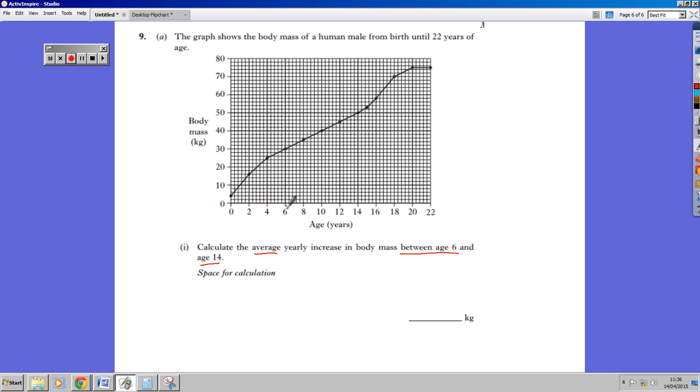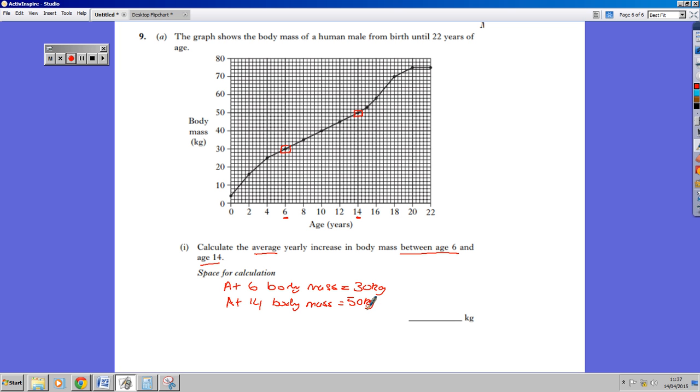So if we look in the graph and we find age 6 is here and age 14 is here. So at 6, we've got this here. If you go across, body mass is 30 kilos. So at 6, body mass equals 30 kilos. At 14, body mass equals this point here, which is 50 kilos.